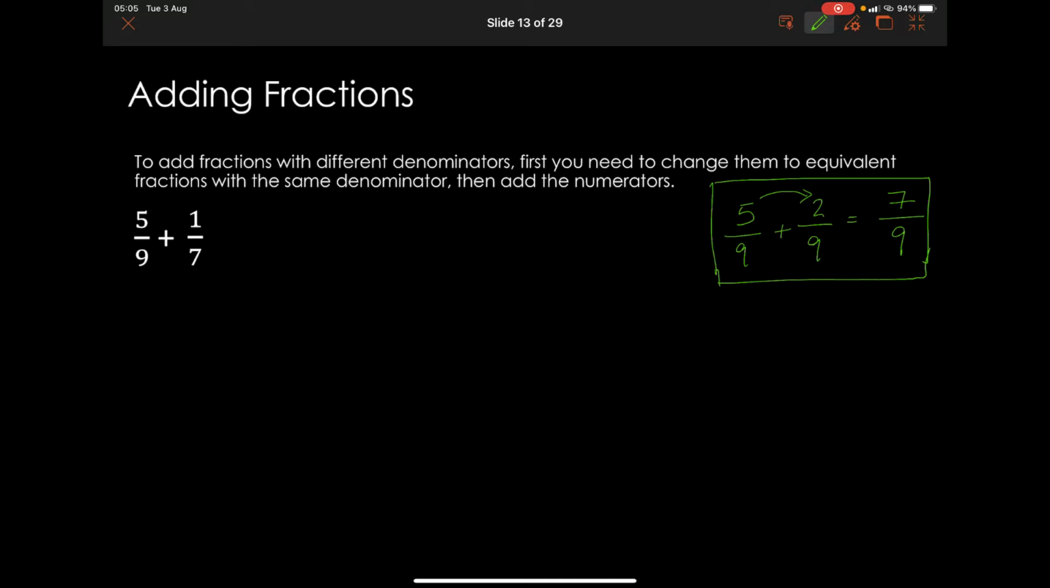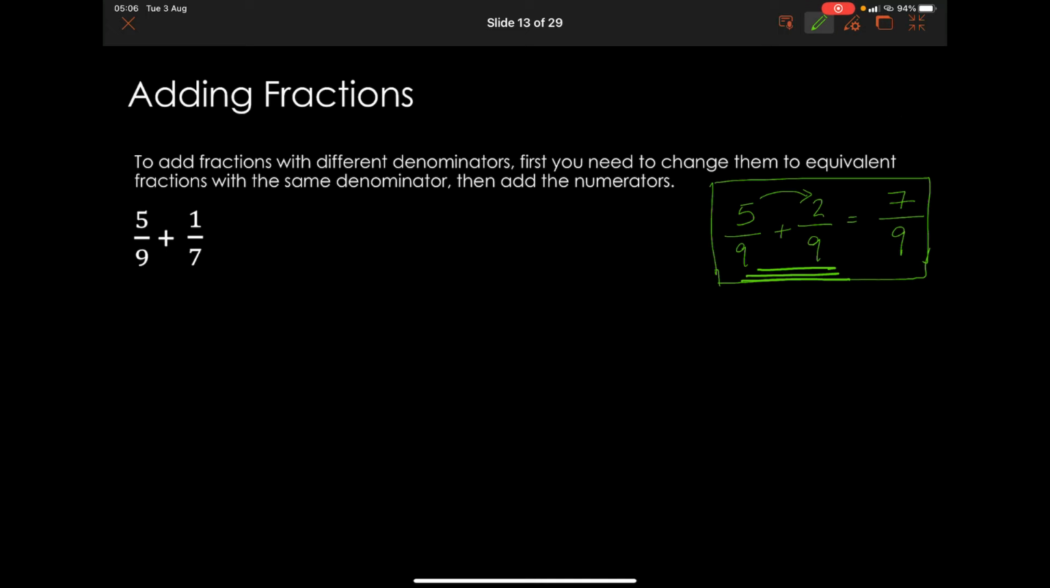If we've got a fraction like this one here, 5 over 9 plus 1 over 7, we need to change the denominator to an equivalent. So we need to change it to an equivalent fraction, and then add the top numbers together. So we need to make it look like this. Now, there are 2 ways you can do that.